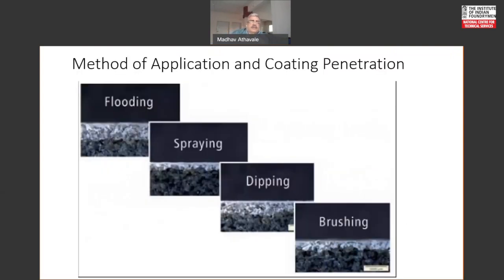A quick picture of what happens. When you are spraying, you will get a thickness which is relatively less. By dipping and flooding, you will get a good level of penetration of the coating inside the core. Brushing gives a little more than spraying.